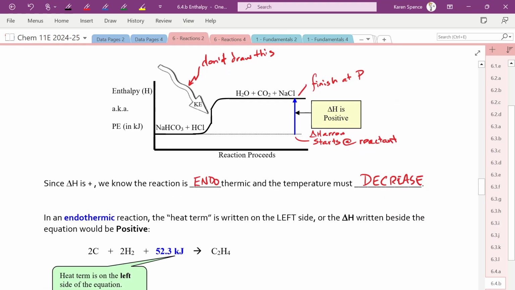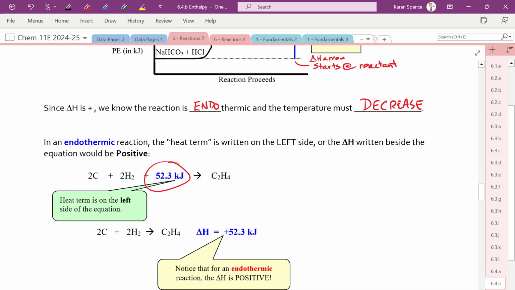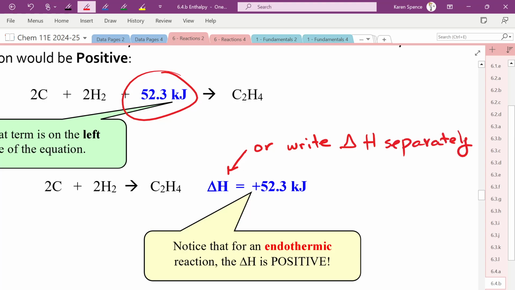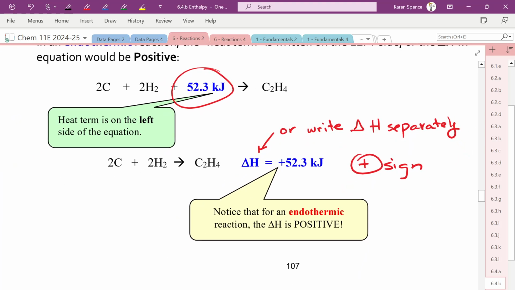So two ways to write it: heat term in the reactants, or write delta H separately, with a positive sign. A positive delta H is always endothermic.